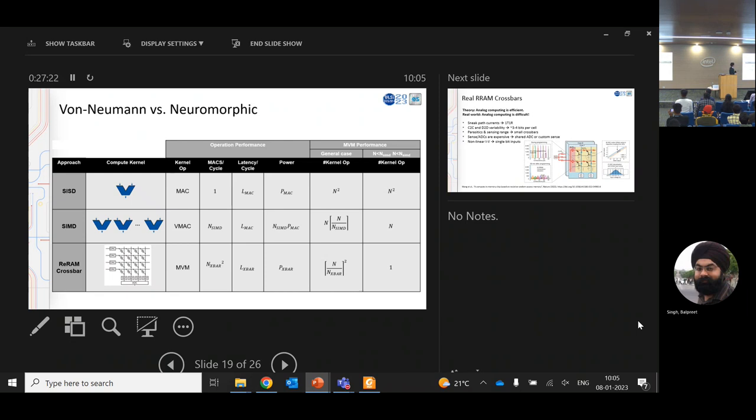you improved in terms of your matrix vector performance, how many operations you can do if you have sufficient compute nodes. This is the general case. So you got from n squared to n here. And then if you use a ReRAM crossbar, essentially you can do it all in one. So this is the core way how we understand this as an improvement.